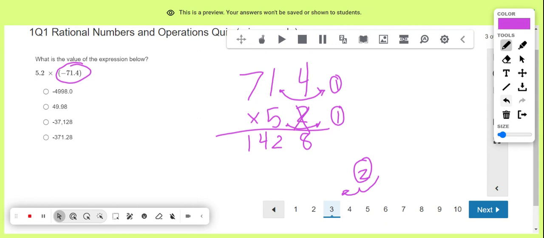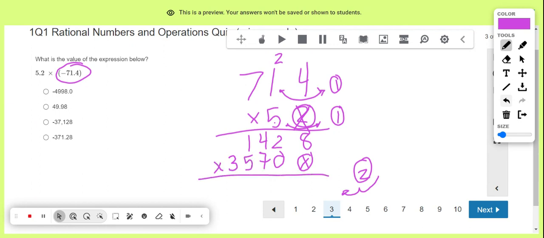Cross the decimal place value out that you just multiplied, and then go down and cross that spot out down below. 5 times 4 is 20. Carry the 2. 5 times 1 is 5 plus 2 is 7. And 5 times 7 is 35.